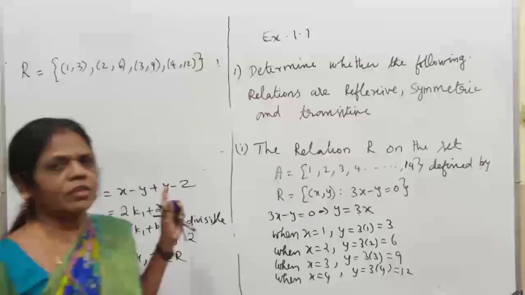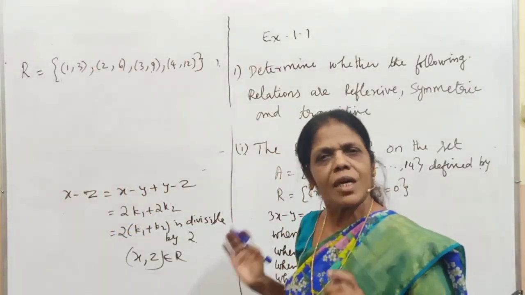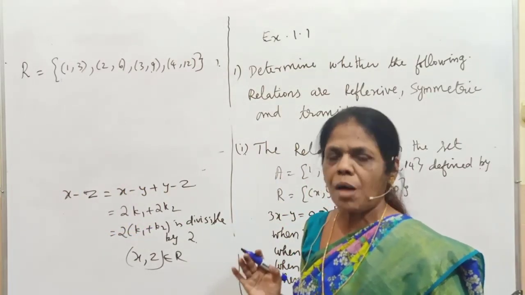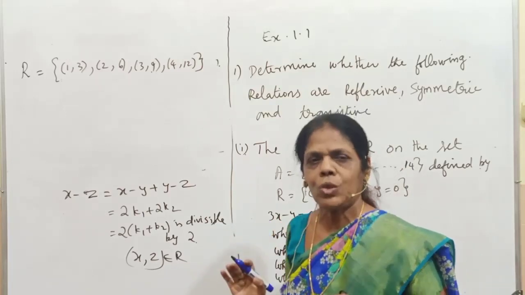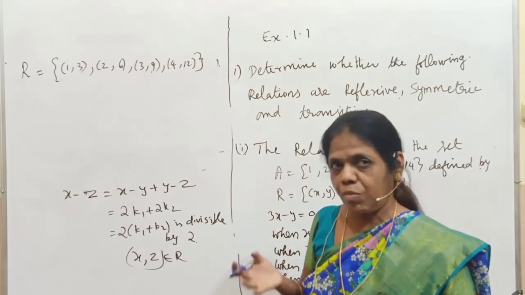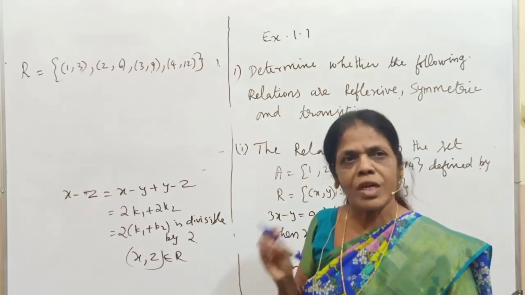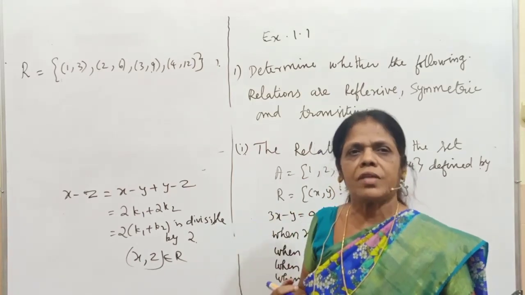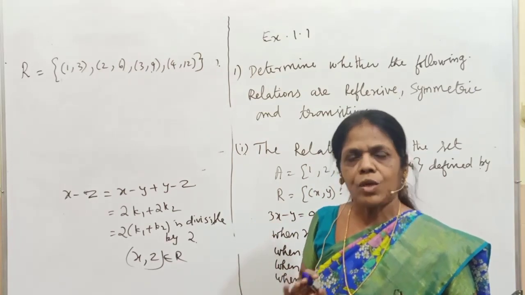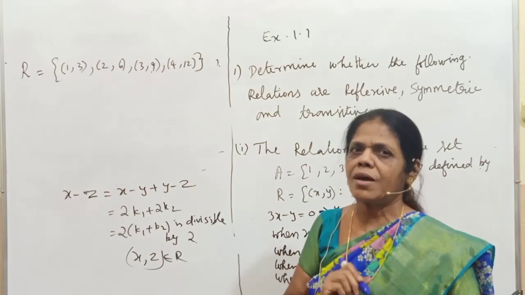Now listen to the students. Whenever you prove it is reflexive, it is symmetric and it is transitive, you should generalize it. By giving an example, you cannot say that it is true, because for your example it may be true, for another example it may be false. Whenever it is true, you have to generalize it. After generalizing, if you want to give additionally some examples, you can give. But whenever it is false, just one example is more than enough.